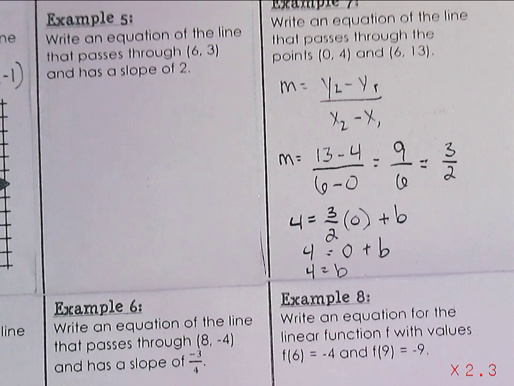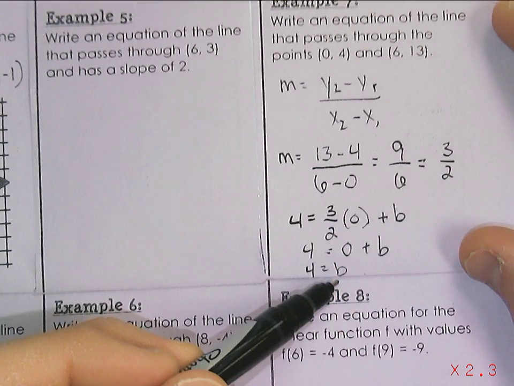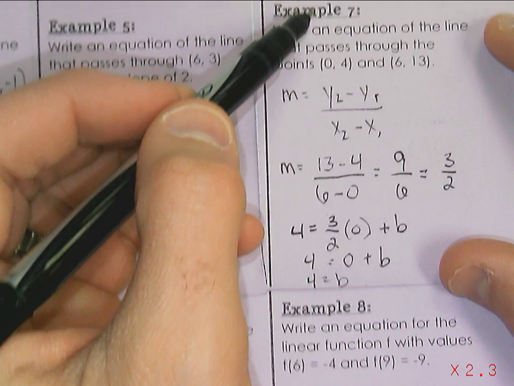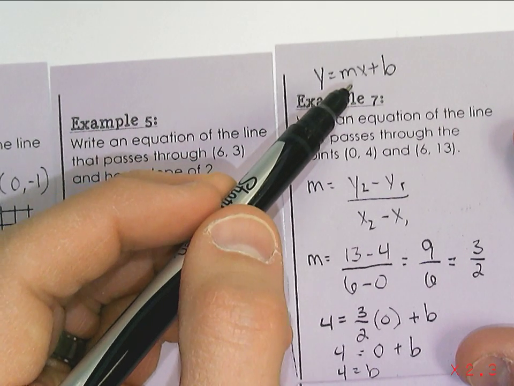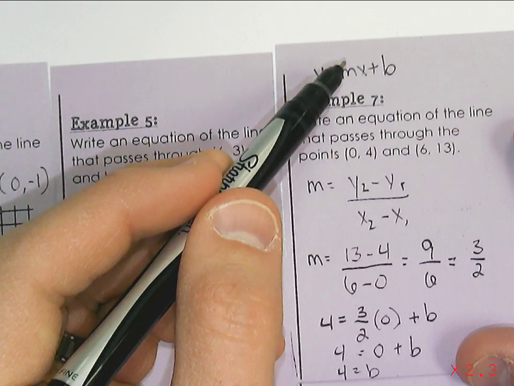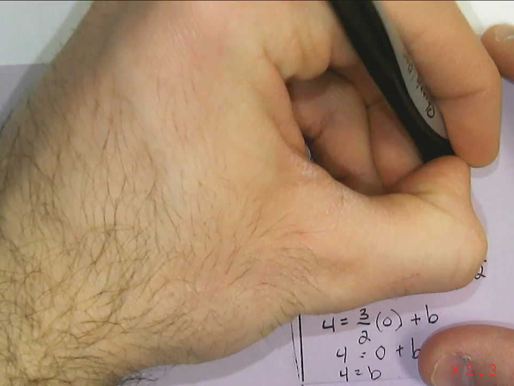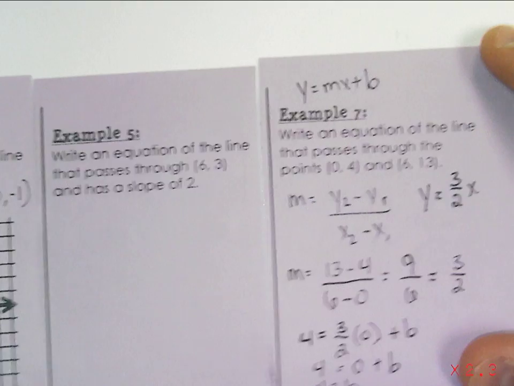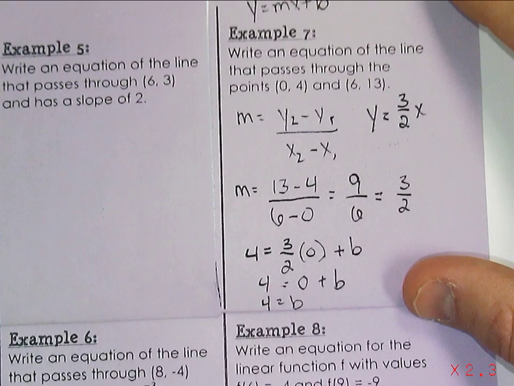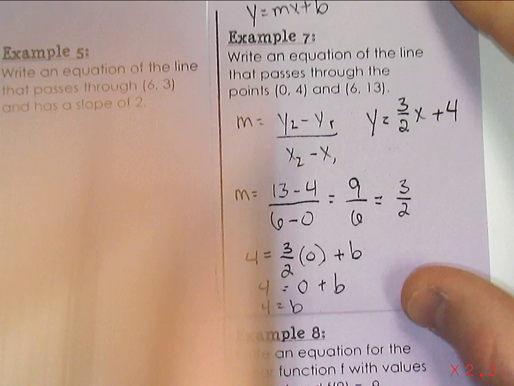So now we have all the pieces that we need in order to write it in slope-intercept form. I know my slope, and I know my y-intercept. The only thing that we need to do is to substitute the values we have for our slope and our y-intercept. So that should be y equals 3 over 2 times x, and then, since it's a positive 4, we'd have plus 4.